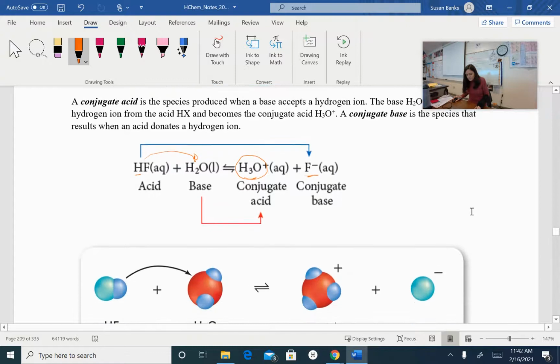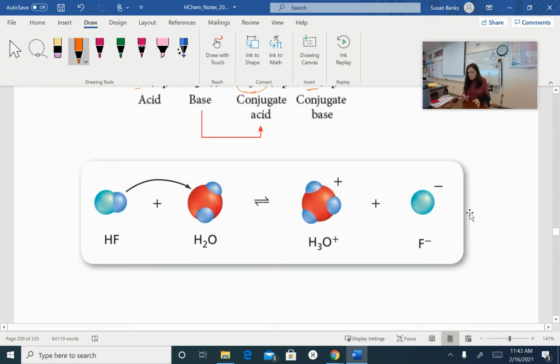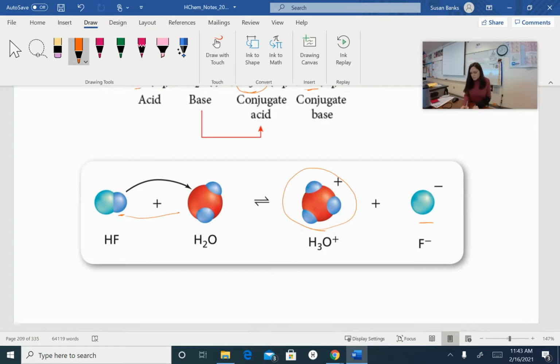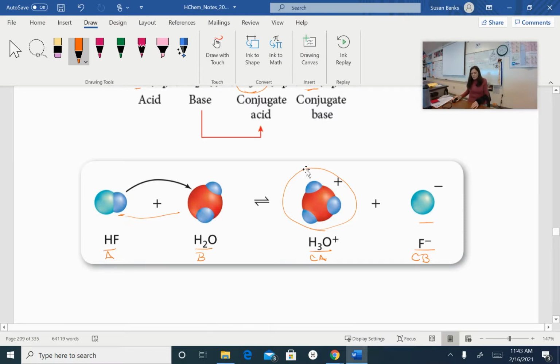So here's a physical representation of this. Notice the hydrogen joins that water to produce the hydronium ion, and the fluoride ion is just left by itself. So here we have our acid, here we have our base, here we have our conjugate acid, and here we have our conjugate base. Okay? All right.